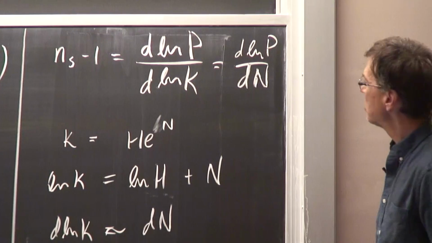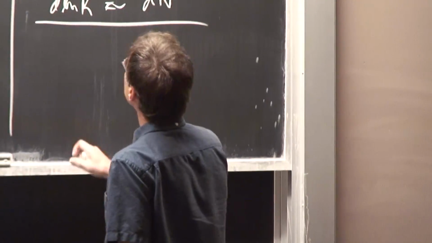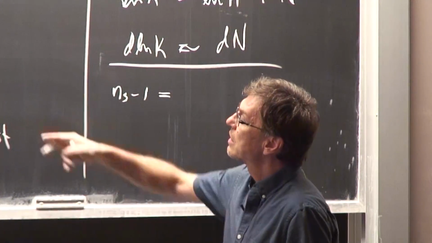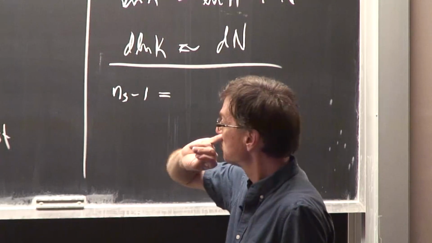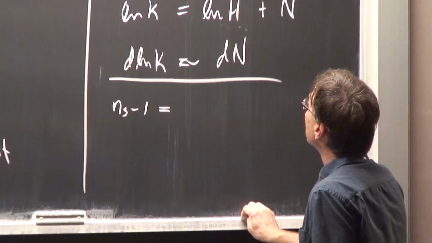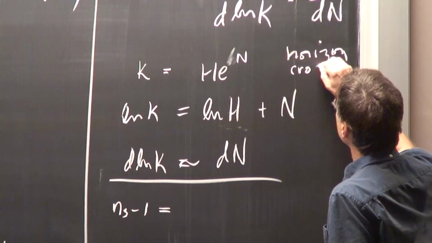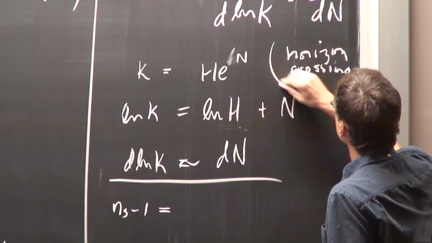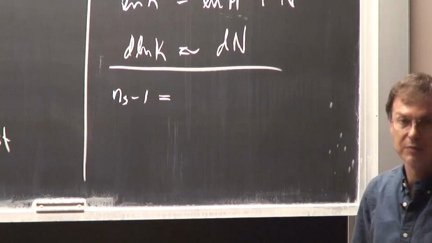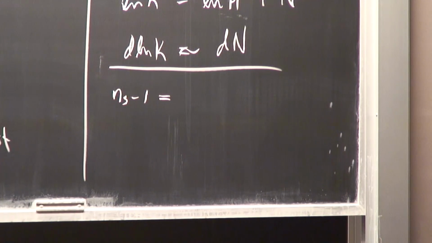Sorry, where is that the k you're interested in? Wait, where is that k equals H times a? So this is the horizon crossing criterion. And by crossing is like the exit. Exit. Yep. So this is crossing during inflation.